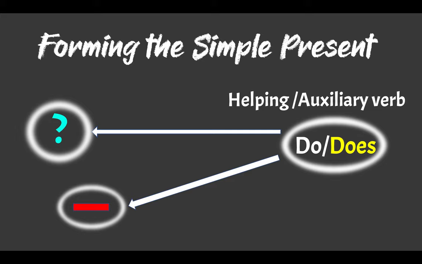Let's first take a look at forming the simple present, or the present simple. We need, as you may know already, a helping verb, an auxiliary verb, to make questions and negative sentences. The auxiliary verb in this case is do, and for the third person singular, it is does. Does, again, is for he, she, and it only.